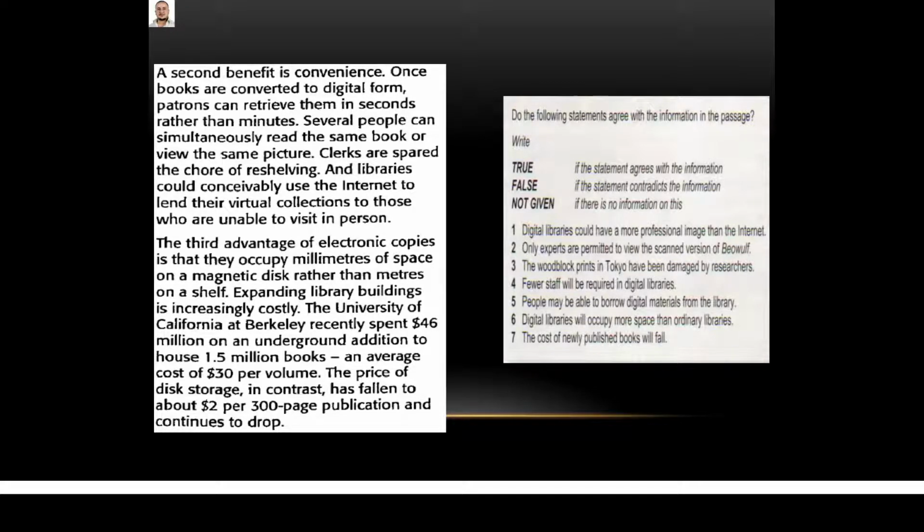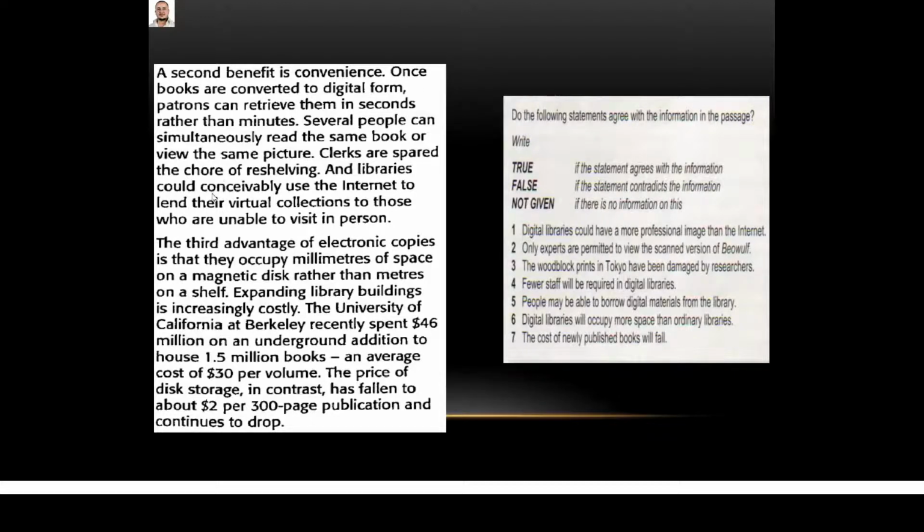Okay. It doesn't talk about the staff here. Number 4. Fewer staff will be required in digital libraries. It doesn't say whether we need fewer staff or more staff. So, simply it's not given. Number 4 is not given too. Number 5. Let's look for number 5. People may be able to borrow digital materials from the library.